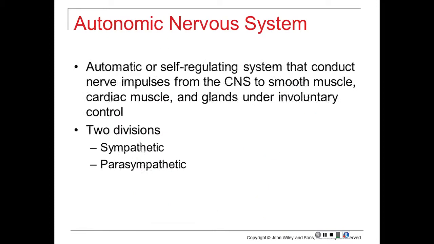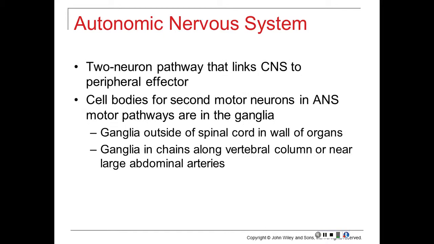Let's talk about the autonomic nervous system. I mentioned earlier the sympathetic and parasympathetic divisions. I wasn't sure if I had those slides on here, but they were just later. The autonomic nervous system, as I like to say, is the automatic nervous system. This is the self-regulating system. It conducts nerve impulses involuntarily that go to smooth muscle, cardiac muscle, as well as glands. It can be sympathetic or parasympathetic. It's a two-neuron pathway that connects our central nervous system to peripheral effectors.